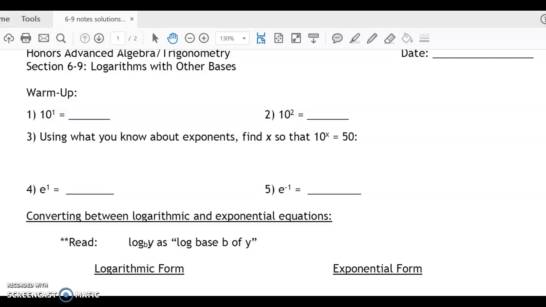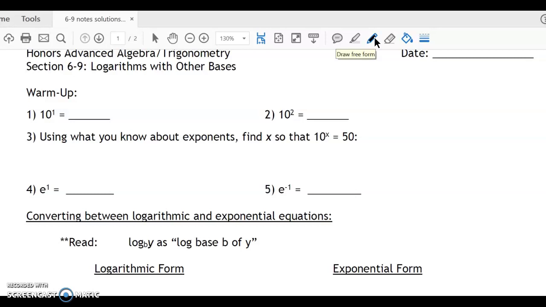Today we're going to talk about 6-9, logarithms with other bases. For the warm-up, I'd like you to take a couple minutes and quickly do 1 through 5 and pause the video. I'm going to continue. If you let this run, you'll see the answers.